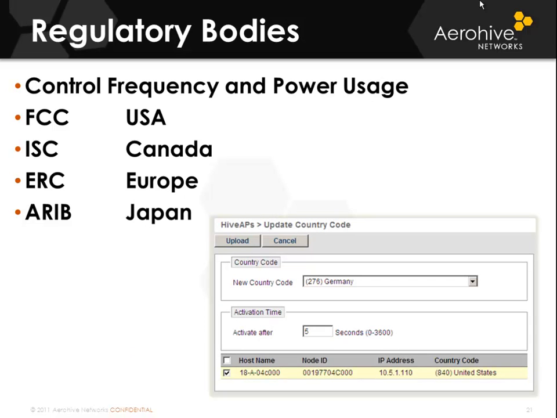Regulatory bodies, and by that I mean governments, control 2 very large things that affect us in 802.11. They control the frequencies on which we are allowed to operate and the amount of power that we are allowed to use within those frequencies. In the USA, it's the FCC, the ISC is Canada, the ERC is for Europe, and the ARIB is for Japan. Every country should have some type of frequency and power regulations in place that you should always respect to avoid being in an illegal state by deploying using too much power or the wrong frequencies. When using Aerohive's Hive APs, you can simply choose the country code and it will lock the access points to the specific frequencies and powers for that region.